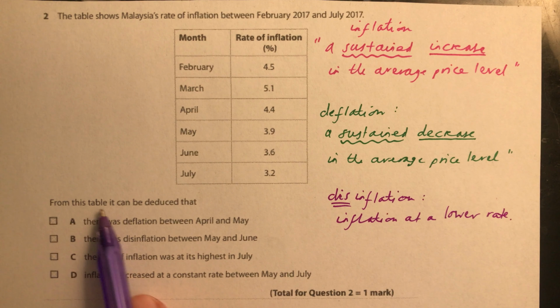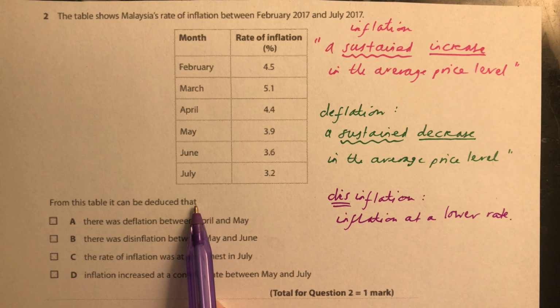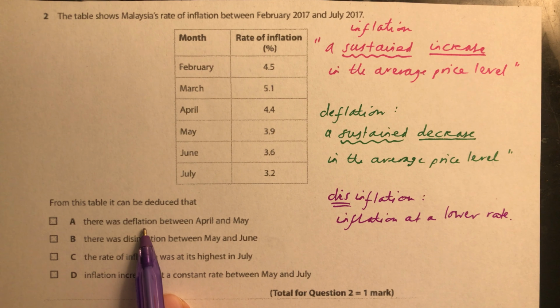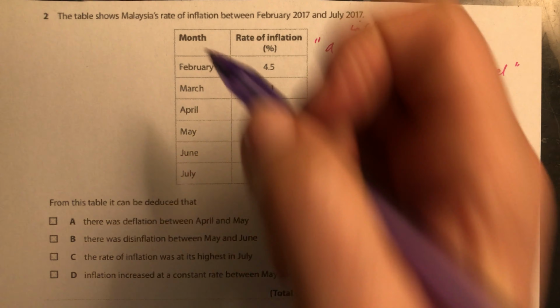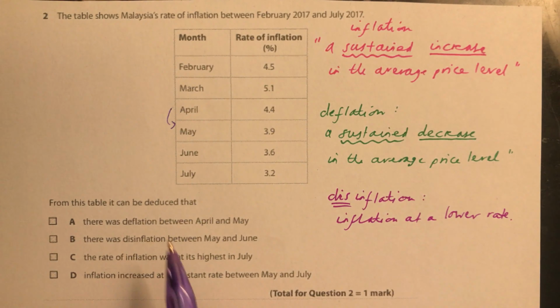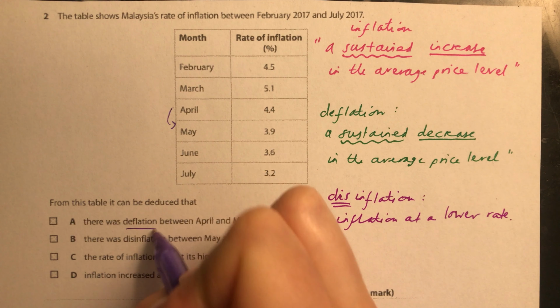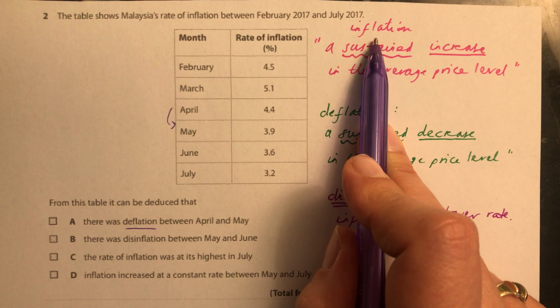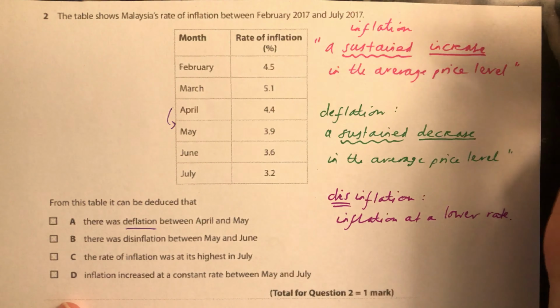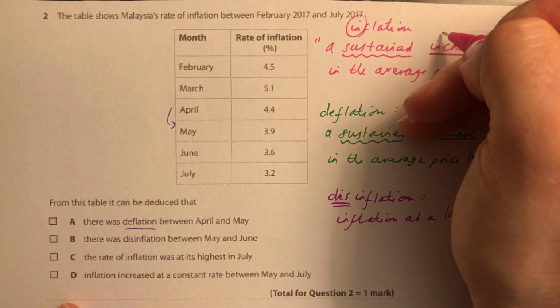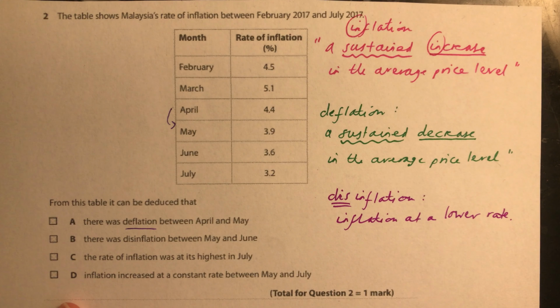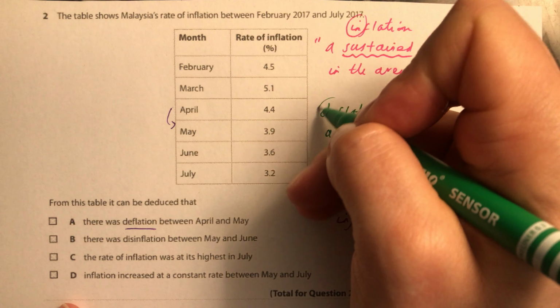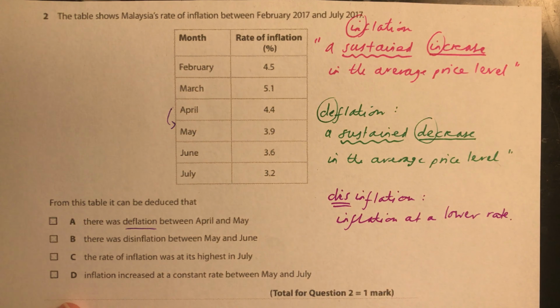And then it says, from this table, it can be deduced that. So which one of these is true we're looking for? So there was deflation between April and May. So going from April to May here, deflation. So you have to think to yourself, what's deflation? Deflation is the opposite of inflation. So if inflation is an increase in the average price level, deflation is a decrease in the average price level. So nice and easy to remember.